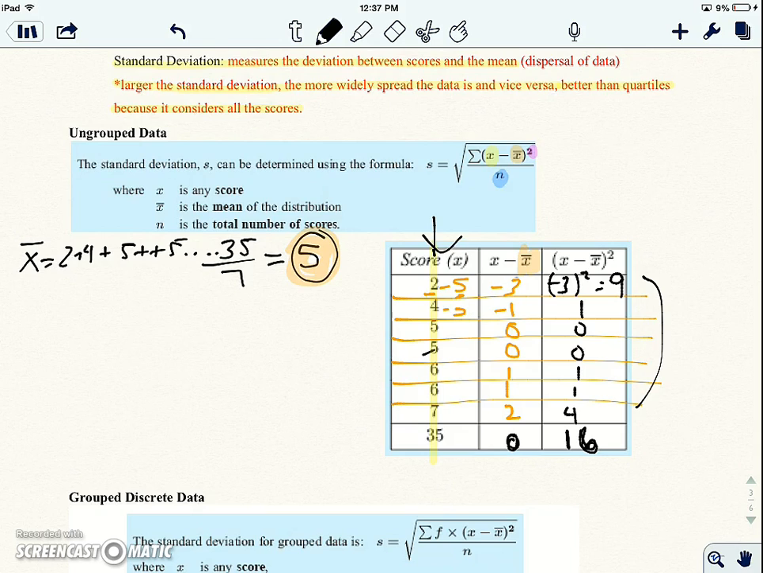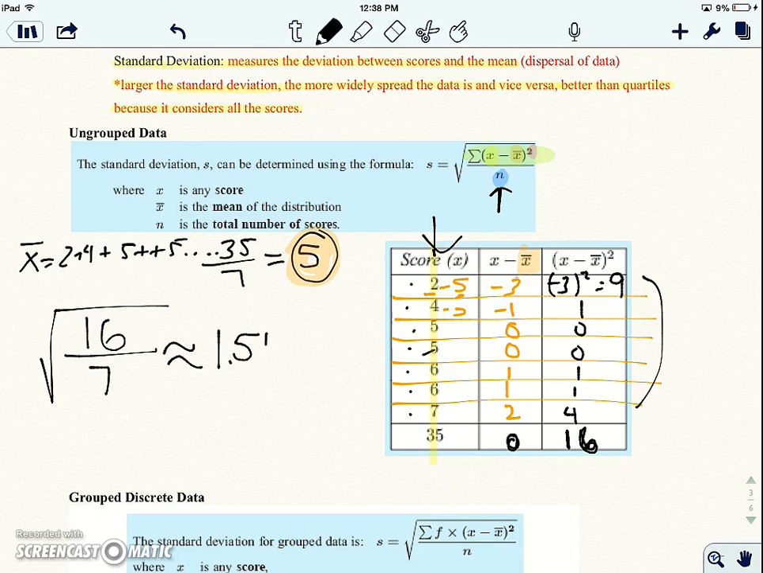So looking at my formula, we now have this part, the sum of the differences squared. And our formula says to take that number and divide it by n. And we said n was, again, 1, 2, 3, 4, 5, 6, 7. If you do that, it is approximately 1.5136. So basically that means typically students in this class scored plus or minus 1.51 from 5.